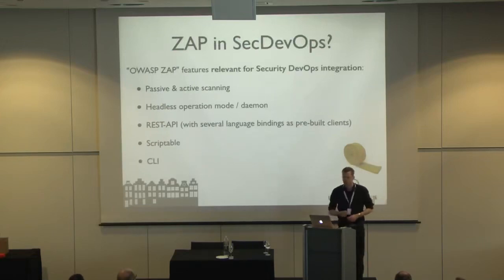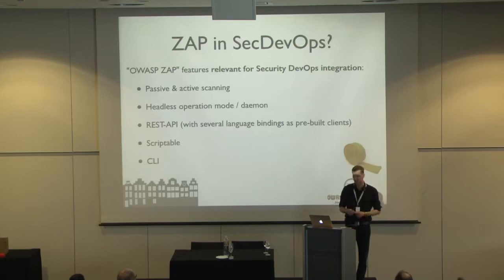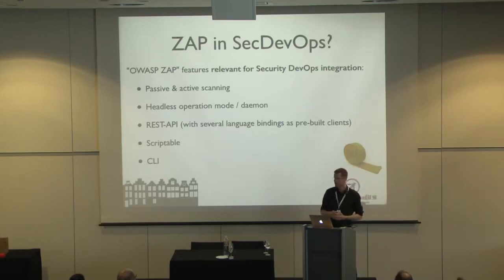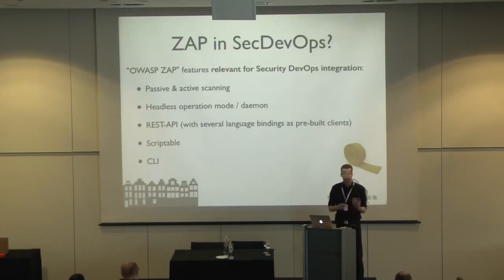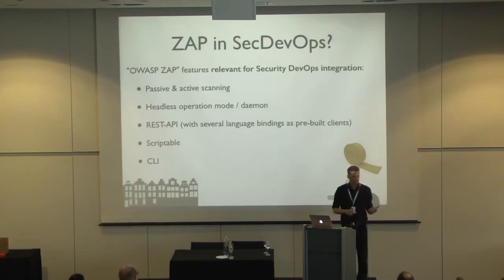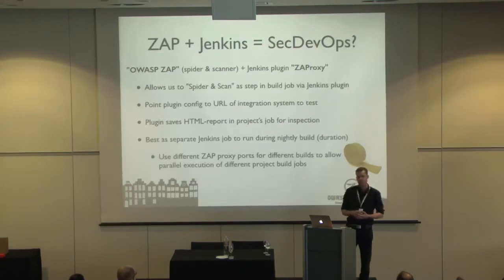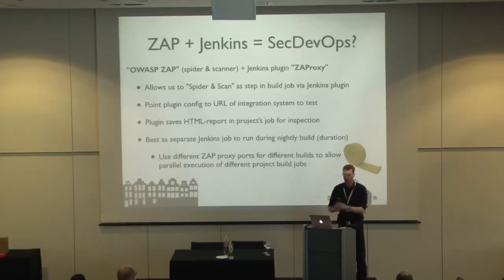One, obviously, is ZAP, Zed Attack Proxy, a very great open source flagship product of the OWASP. It features lots of good stuff, but the feature set that is really relevant for security DevOps integration is, aside from obviously the scanning capabilities, being able to operate in headless mode, being able to run as a daemon, and having a good REST API so that we can automate certain steps from the outside. Basically, it is scriptable. So how can we achieve some kind of automation by using ZAP in a build pipeline?